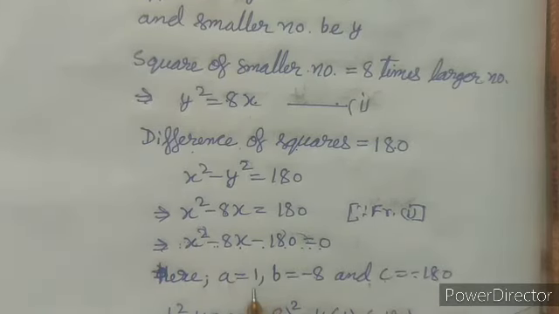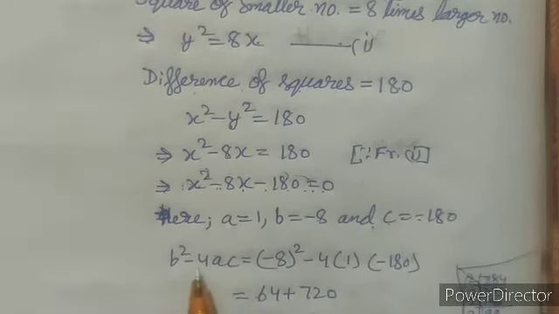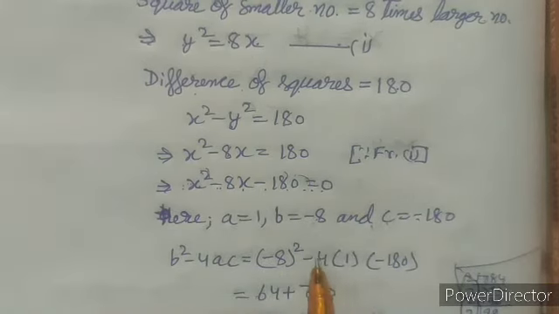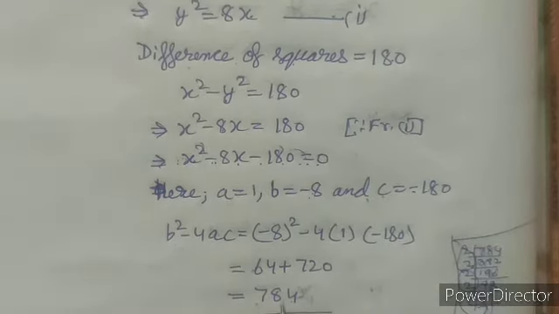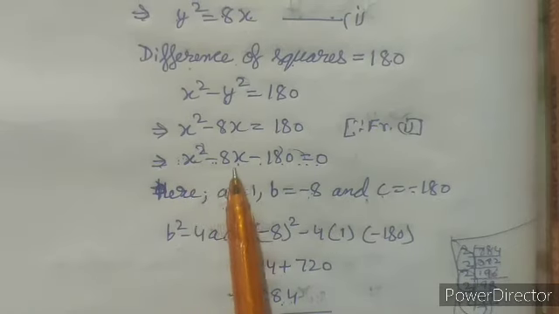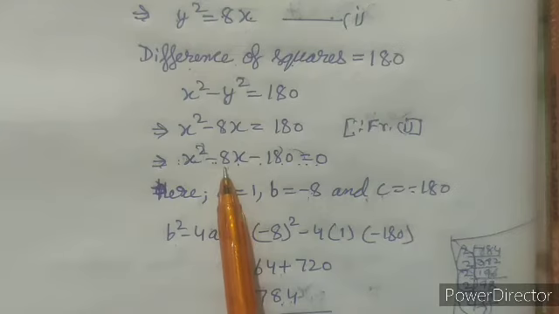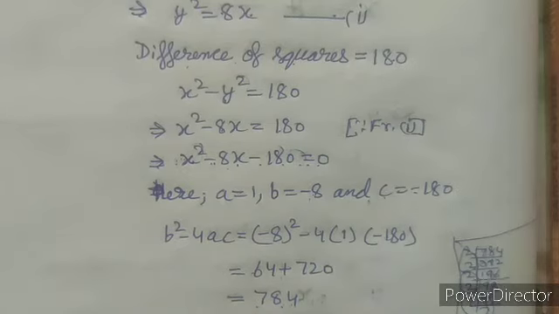Now in order to solve by quadratic formula, first of all we will find out its discriminant. Now discriminant is given by b square minus 4ac. So minus 8 square minus 4 into a was 1 and c was minus 180, and this is giving us 784. 784 is positive, or greater than 0. That means the given quadratic equation has two real and distinct roots, and so we can say that the given situation is possible.